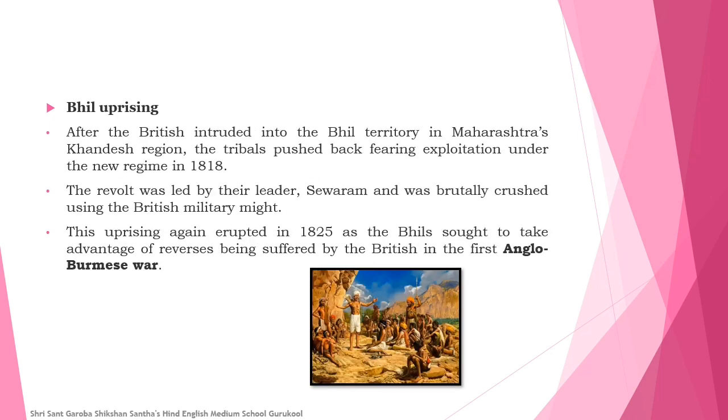Bhil Uprising. After the British intruded into the Bhil territory in Maharashtra's Khandesh region, the tribals pushed back fearing exploitation under the new regime. The revolt was led by their leader Sevaram and was brutally crushed using the British military might. This uprising again erupted in 1825 as the Bhils sought to take advantage of reverses being suffered by the British in the First Burmese War.